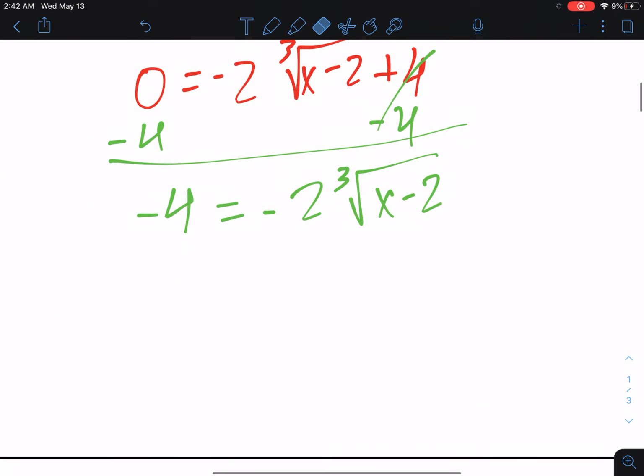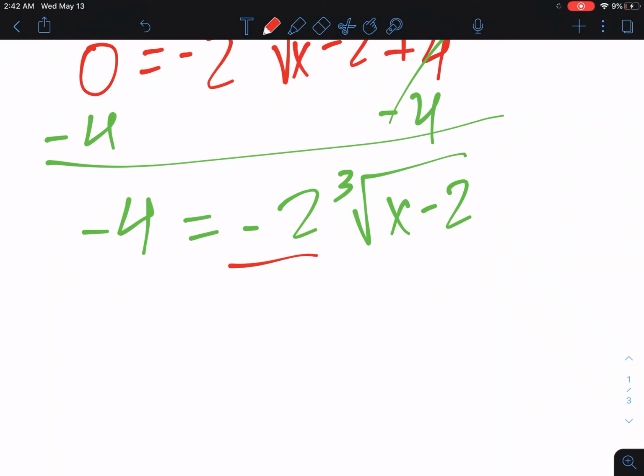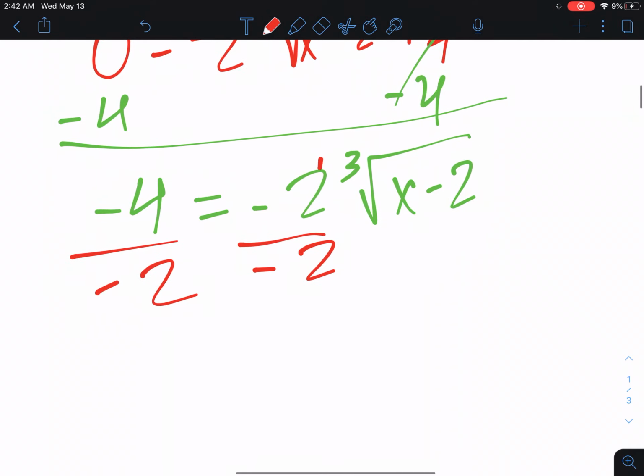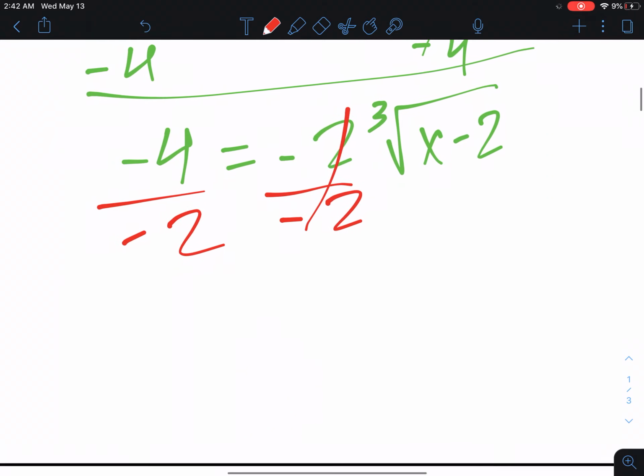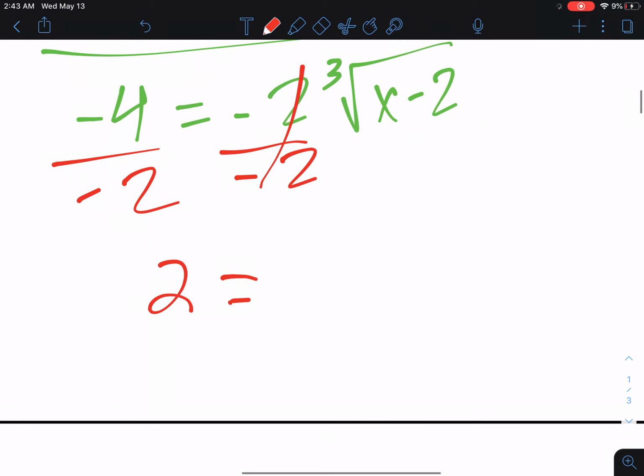Now we will divide by -2 on both sides. So -2 divided by -2 cancels out, and -4 divided by -2 equals 2. So 2 equals the cube root of x minus 2.